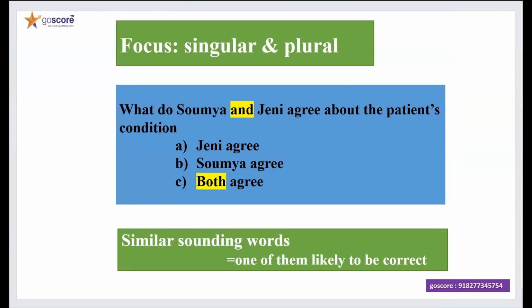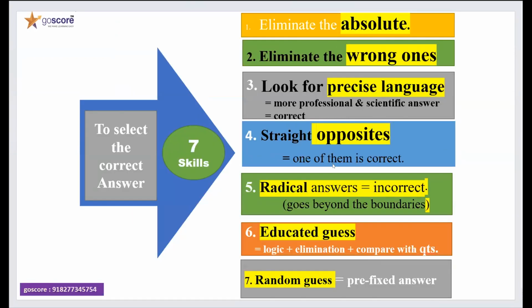Now, next one is straight opposites. Straight opposites means if you have 2 options that are straight opposites, then one of them will be the correct answer. If you have 3 options, A, B, and C, and B and C are opposites, then you can omit option A. That will not be your answer. Then from B and C, you need to select one. So with straight opposites, one of them will be the correct answer.